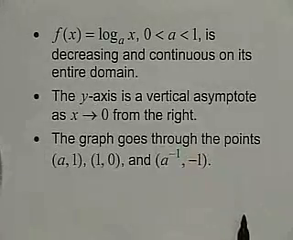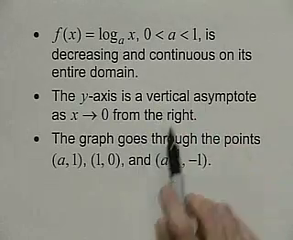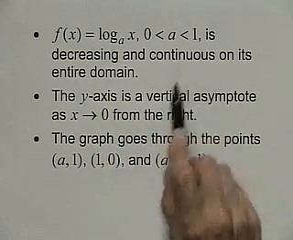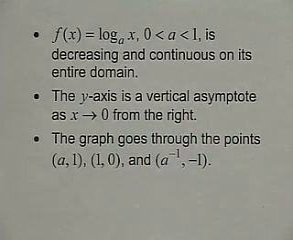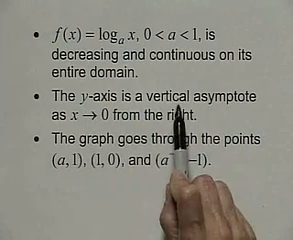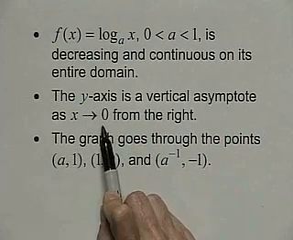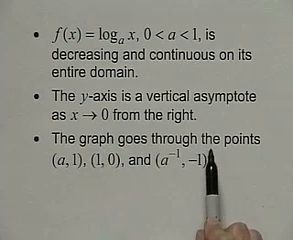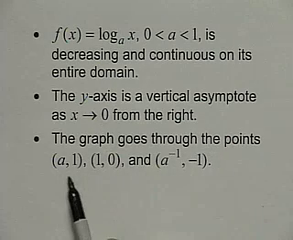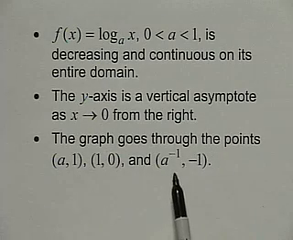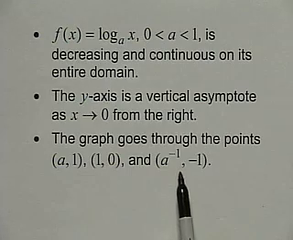Continuing with this, for this function where a is between 0 and 1, this function is decreasing and continuous on its entire domain. The y-axis is a vertical asymptote as x approaches 0 from the right, and the graph goes through the points a, 1; 1, 0; and a to the negative 1, negative 1.